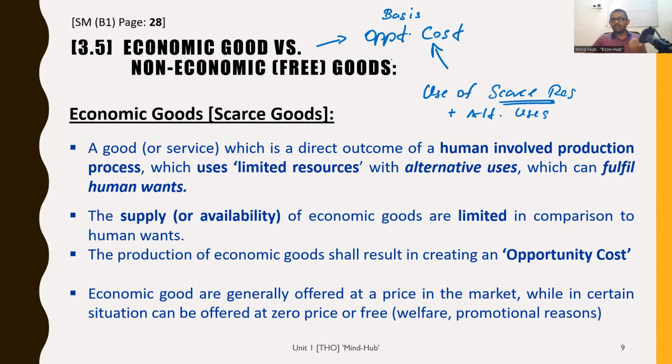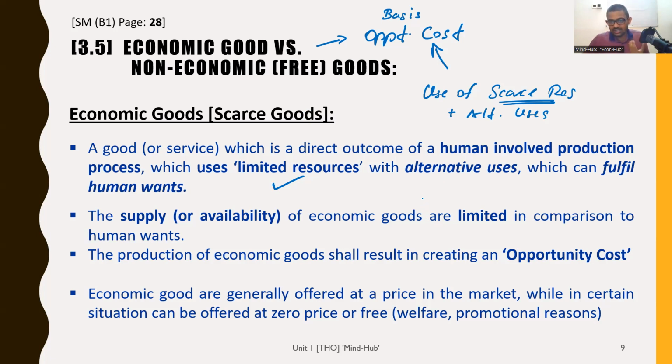Economic goods are goods produced using scarce resources. So economic goods have an opportunity cost. Economic goods have an opportunity cost because economic goods are produced using what resources? Scarce resources, limited resources. You guys know that. Get it? Non-economic goods are not produced. Humans don't produce non-economic goods, free goods. They are created by nature. So non-economic goods do not use scarce resources, so they do not have an opportunity cost.